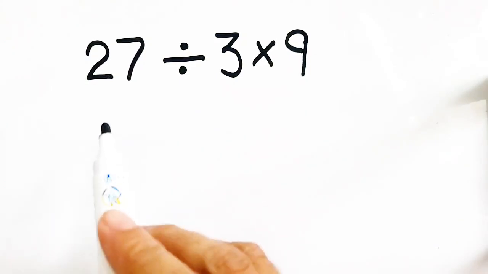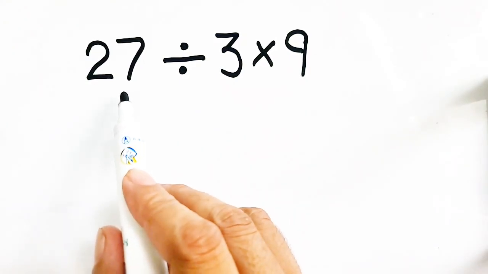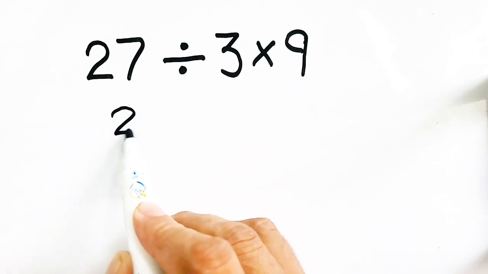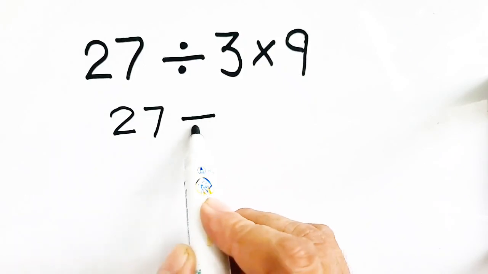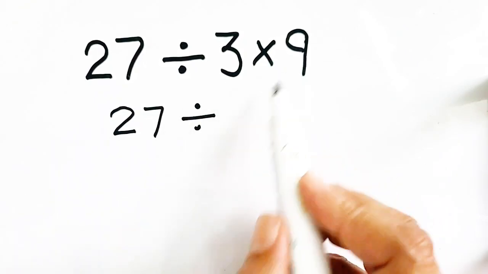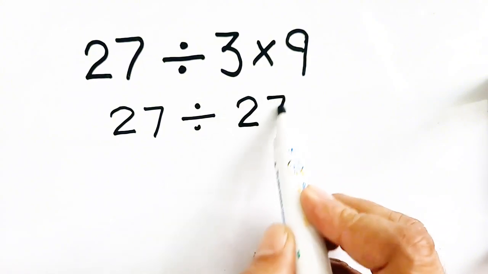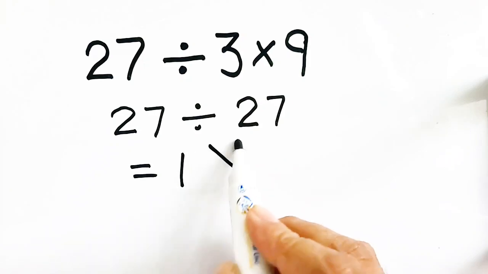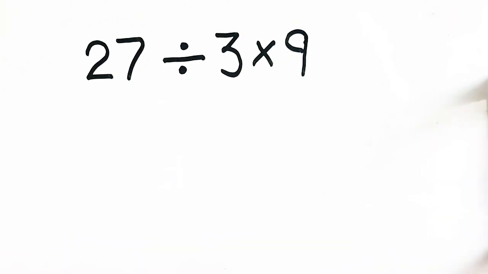Hey, math lovers, I am here with a new mathematical problem. Most of the students do this in the way that 27 divided by 3 times 9 is also 27. So 27 divided by 27 is equal to 1. But it is wrong approach.